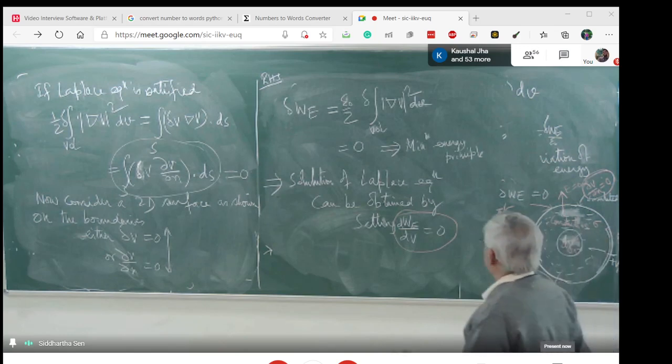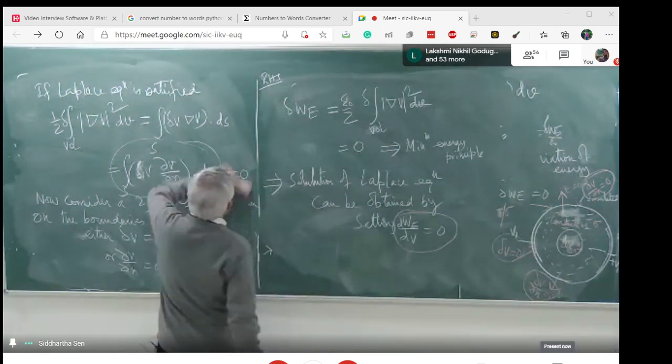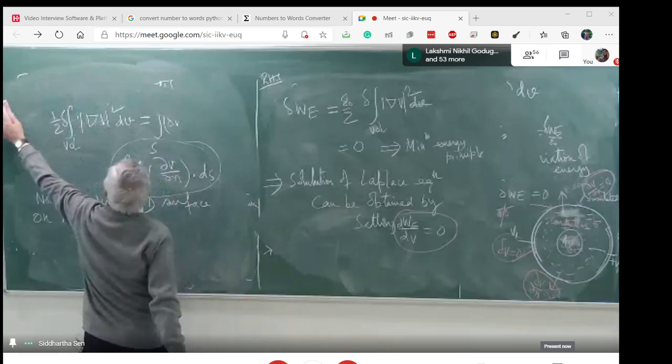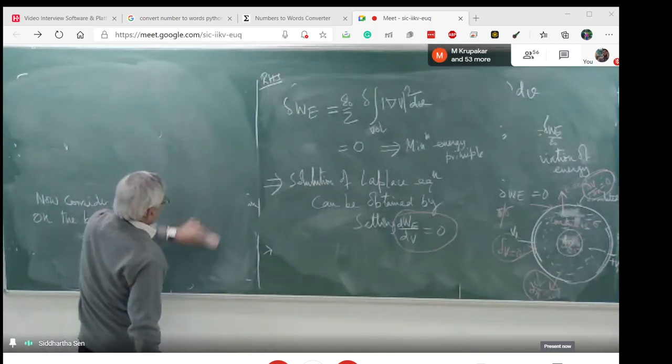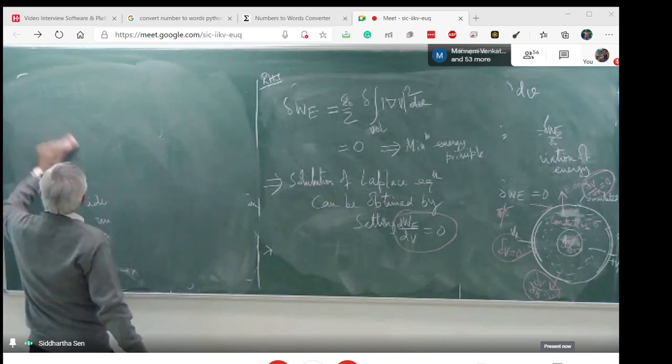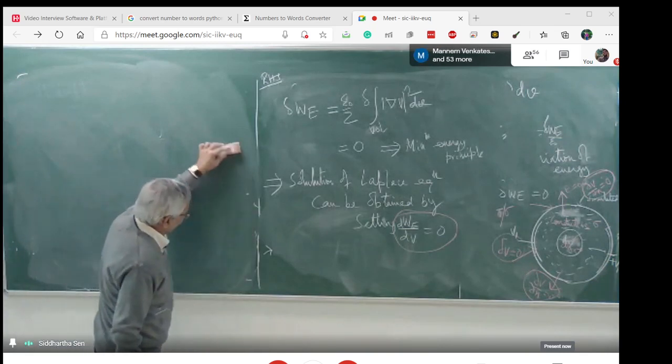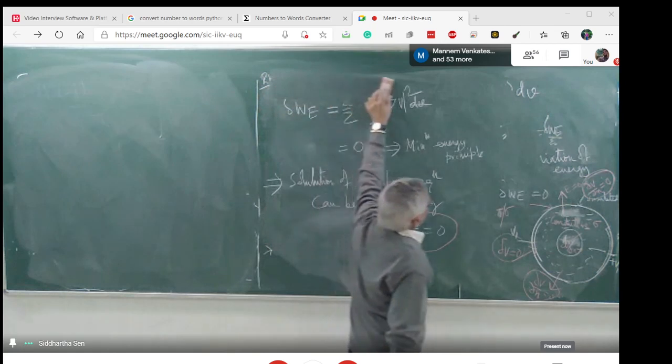So I just rubbed it off completely. I hope you have understood. And this part, I think in Hyde's book or Ida's book, you can find all the details. In Hyde's book, it is better explained.